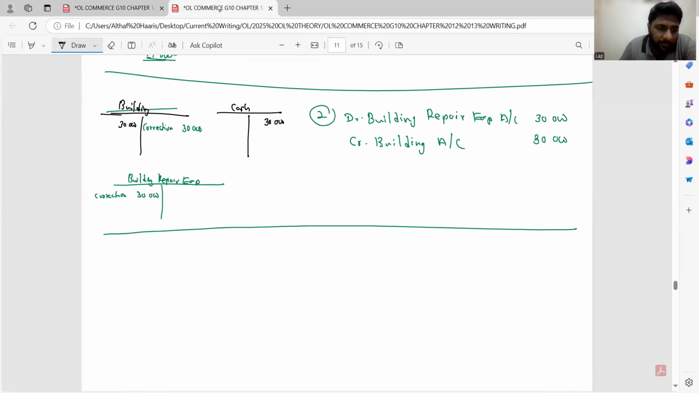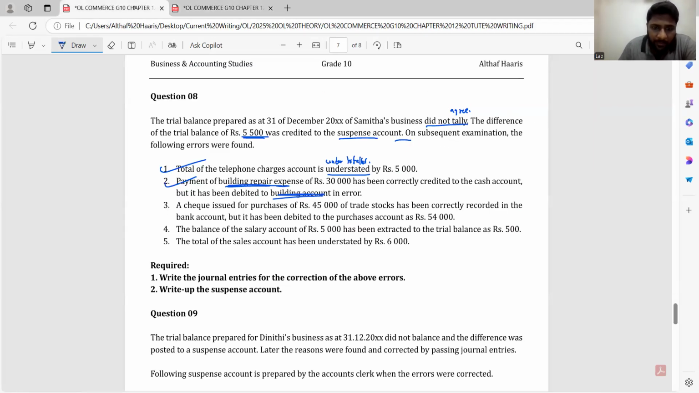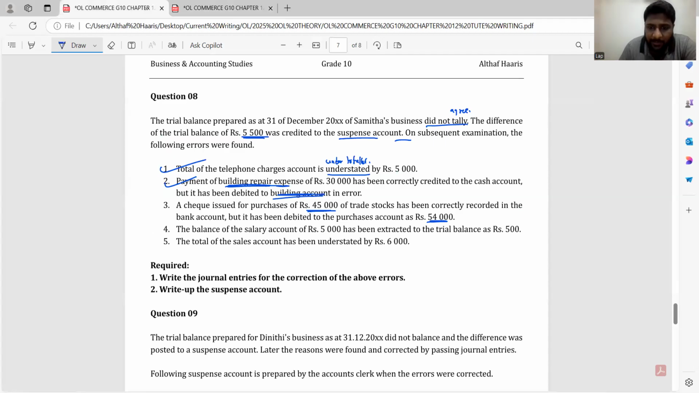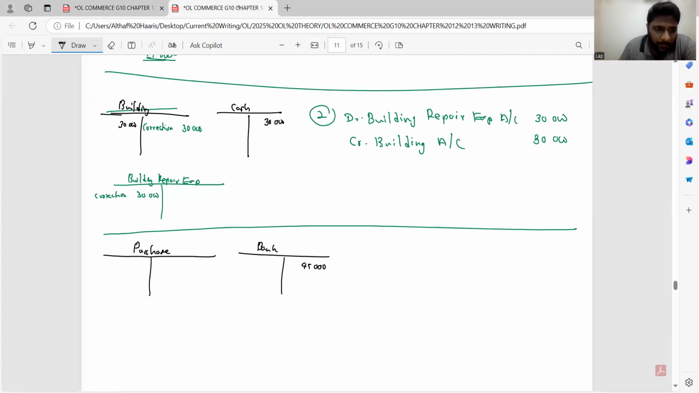Look at what has been done. So this is the bank. This is the purchase. A 45,000 cheque was issued to buy some stock. It was correctly recorded in the bank account. The bank account correctly recorded the 45,000. Okay. And for the purchase account, how much have you recorded? As 54,000. For the purchase account, you have recorded it as 54,000.